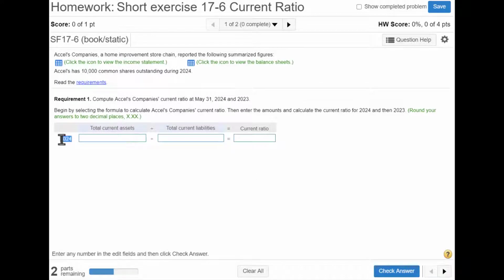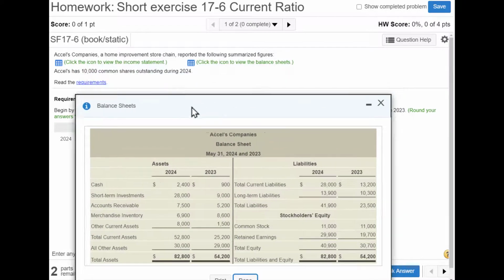So the first year we're going to do is 2024. So notice we need current assets and we need current liabilities. So these are balance sheet accounts. So we do not need the income statement at all, and we do not need the 10,000 common shares outstanding information. Now some students think that if they give us this information we have to use it. Well, that's not true. In the real world you're going to have access to tons of accounting information, and it's your job to know which information is needed, which information is not needed. So we're just going to use the balance sheet accounts.